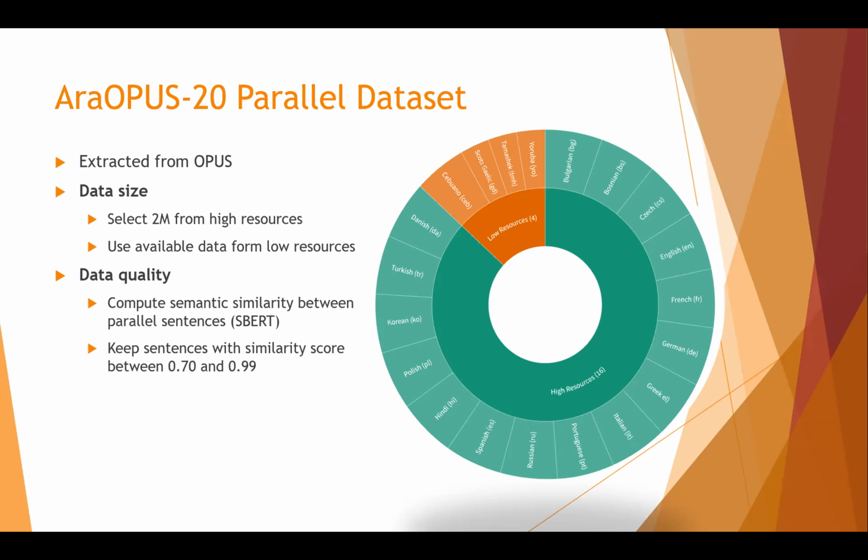To select and filter the data from Opus, we ran a semantic similarity parallel sentence model. It's the multilingual version of SBERT. We keep only sentence pairs whose similarity score between the target sentence from the multilingual data and the Arabic text is between 70 and 99%.